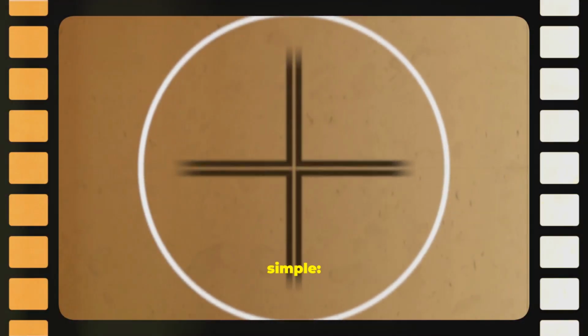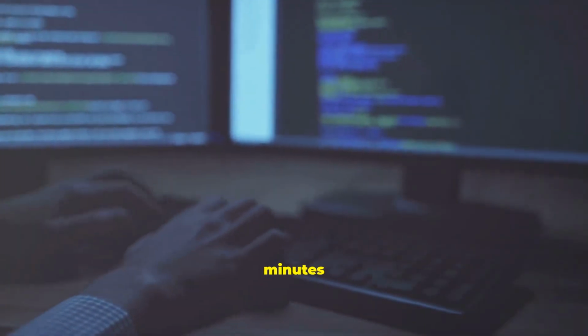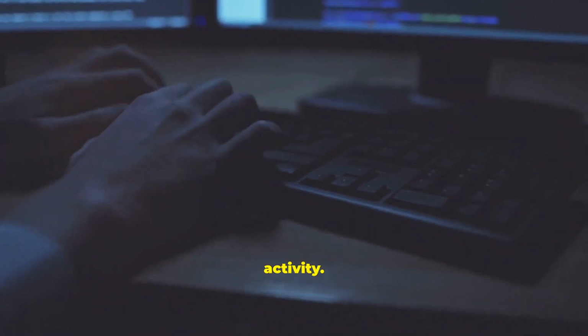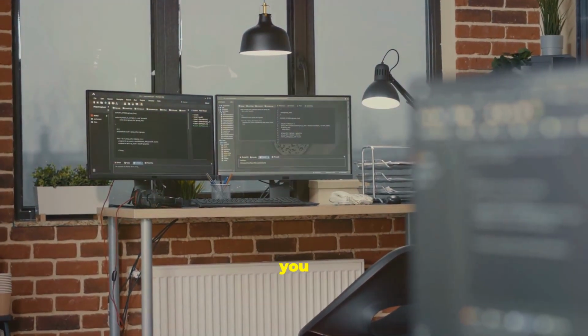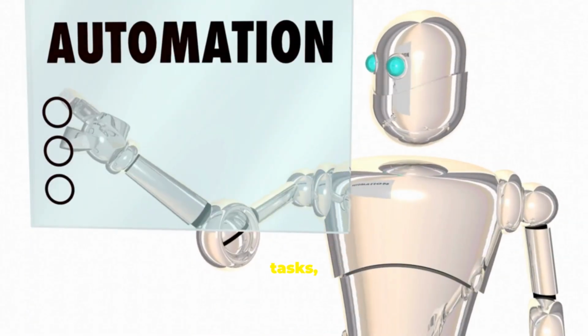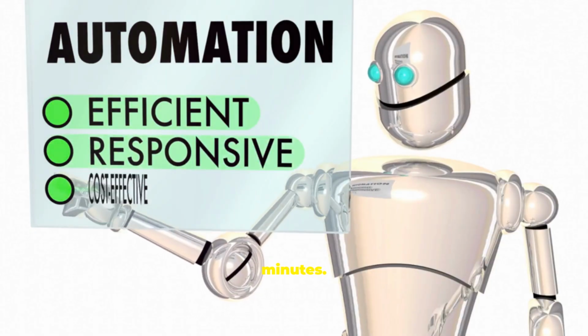The promise is simple. Save roughly 10 hours per week. 5 runs at 12 minutes is 1 hour per day, 5 hours per week, on one activity. With 2 or 3 such tasks, you hit 10 hours fast. We target high-frequency, low-complexity tasks, turning hours into minutes.